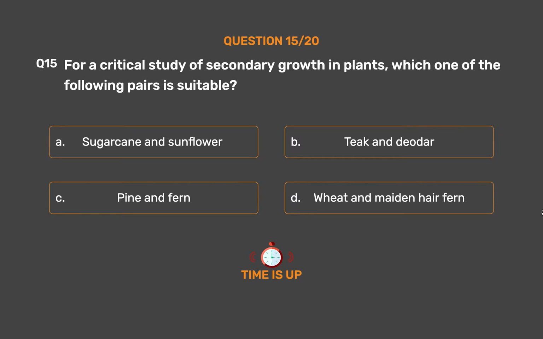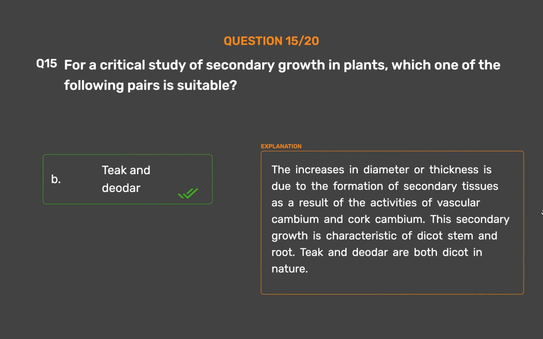The correct answer is option B. Teak and deodar. The increase in diameter or thickness is due to the formation of secondary tissues as a result of the activities of vascular cambium and cork cambium. This secondary growth is characteristic of dicot stem and root. Teak and deodar are both dicot in nature.